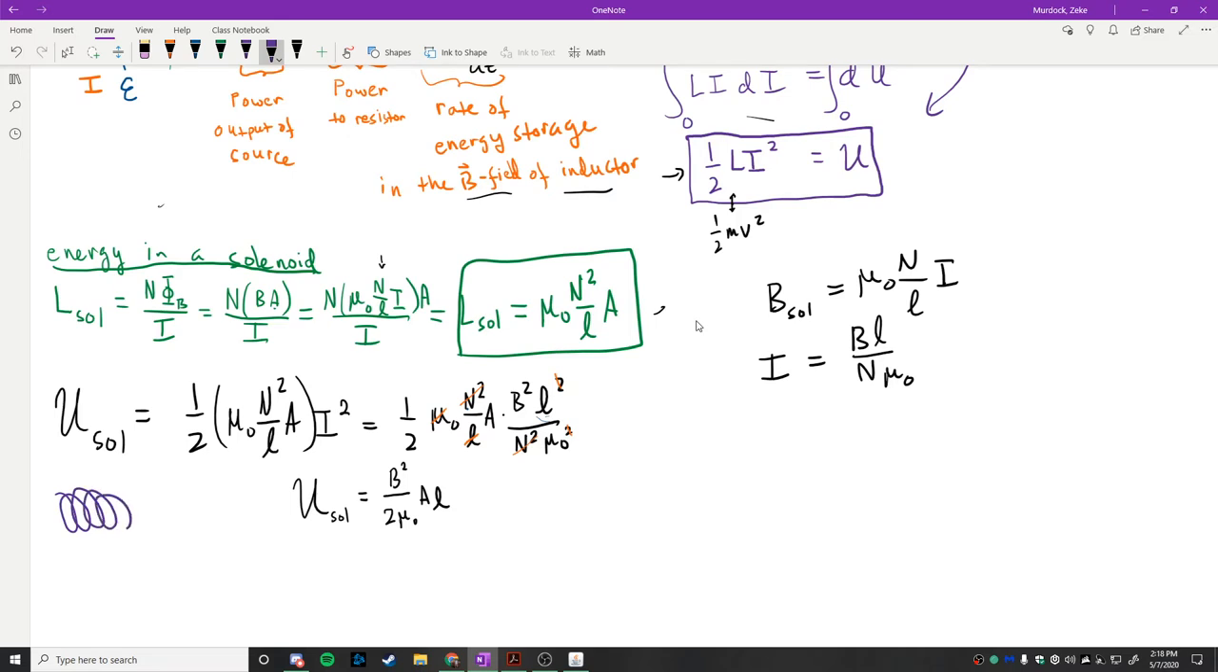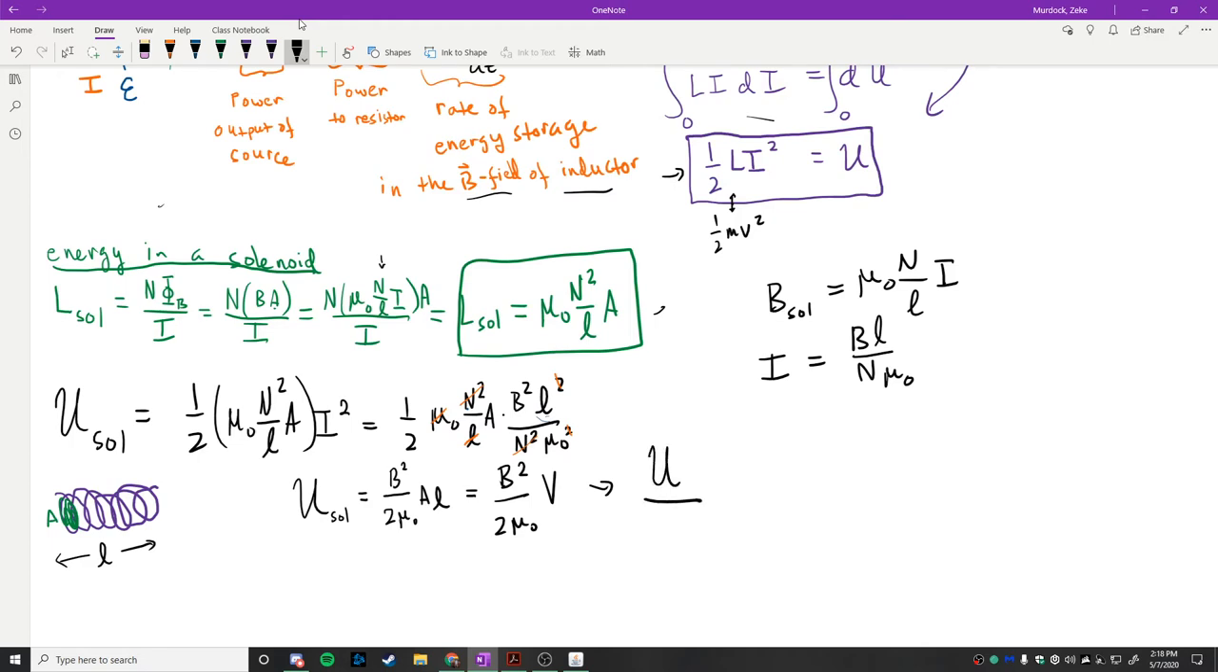A solenoid is basically a whole bunch of coils that have some length L, and the area of the end cap is A, so that's the area here. So if I take A times L, what does that represent for my solenoid? It's the volume of the solenoid, right? So this expresses the energy stored in the magnetic field. But it turns out that we can express it in an even more general way if we do this.